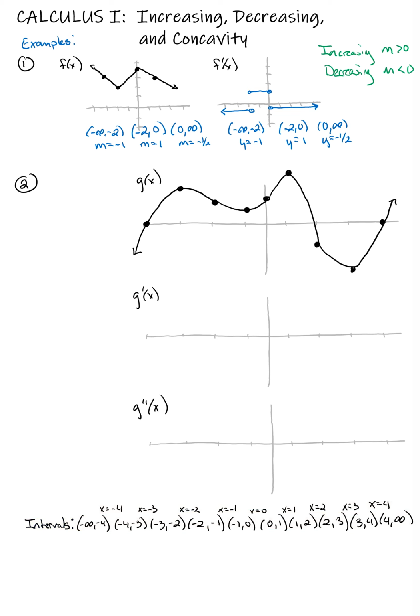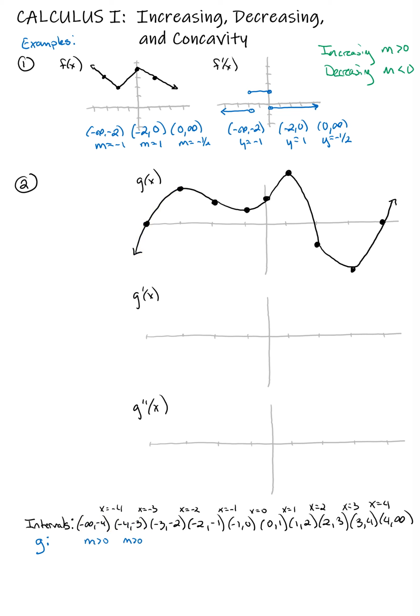So first thing, I'm just going to take a look at the slope on g. On the interval from negative infinity to -4, so that's just this little bit, my slope is positive. And I also noticed that from -4 to -3, it's also positive. My function is increasing that entire time. So the interval there is increasing, which tells me my slope is positive. It's positive slope, positive slope.